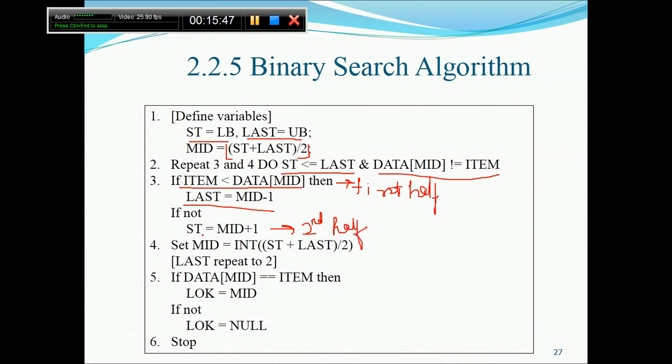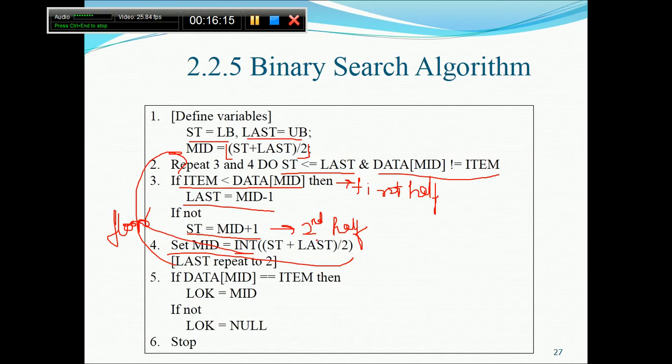Now whenever I have to choose the second half, I have to make start equal to mid plus 1. That means the start will go after the middle. Now again we'll find a new middle depending on the updated start and last. Here int is the floor only. Once we find a new middle, we'll go back to this step again.